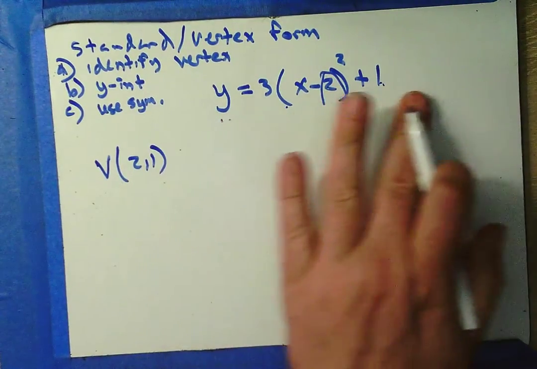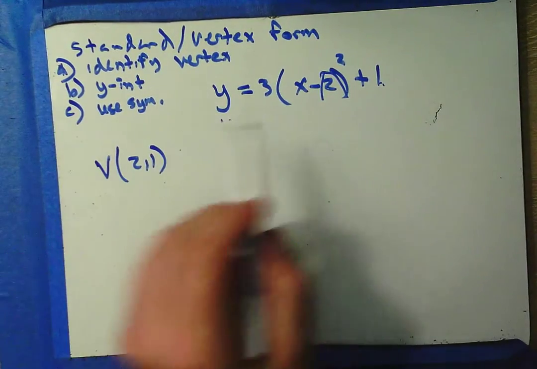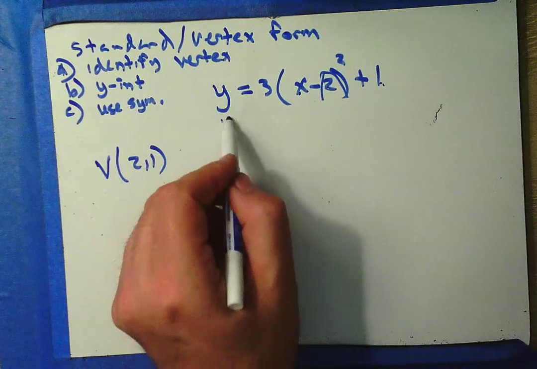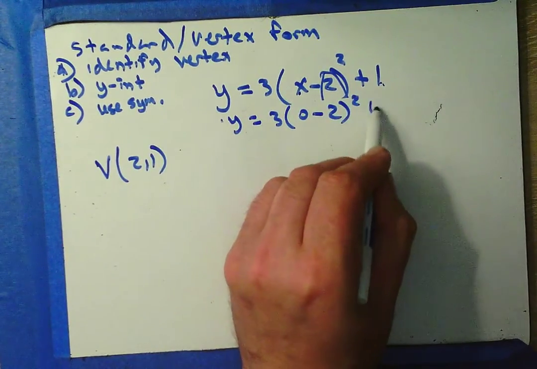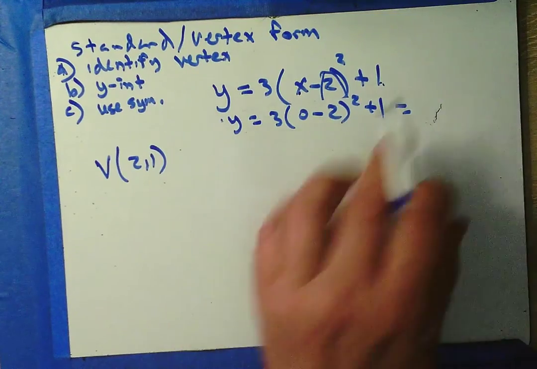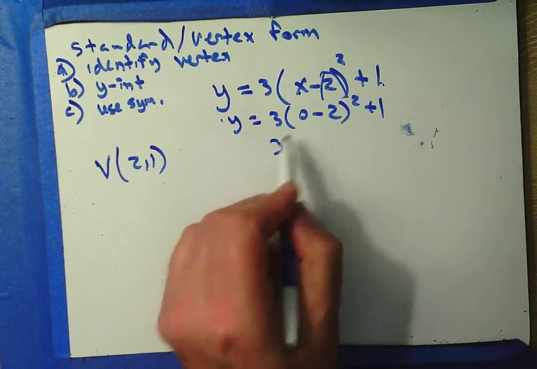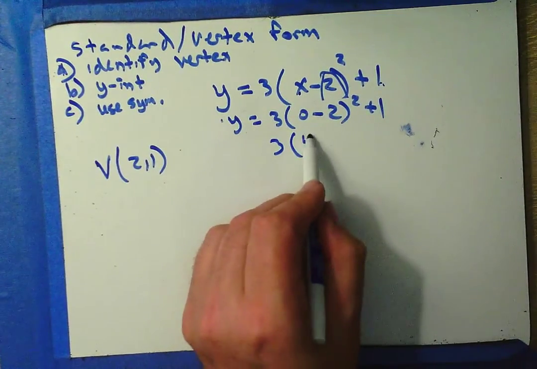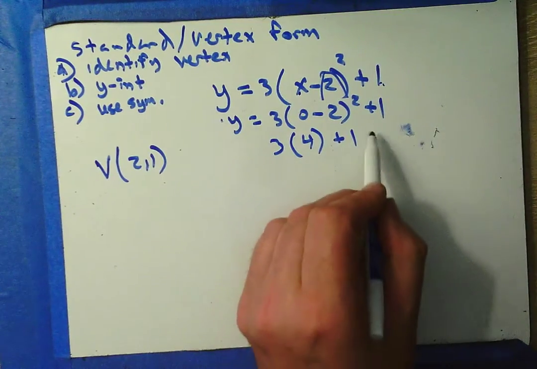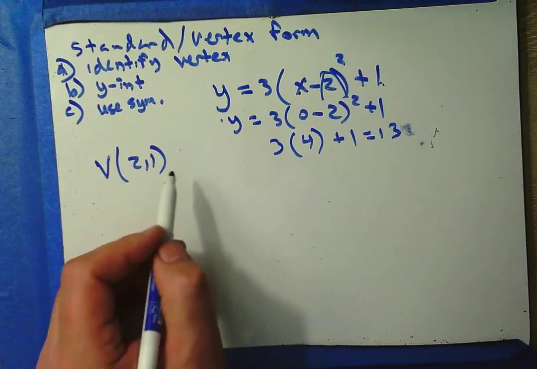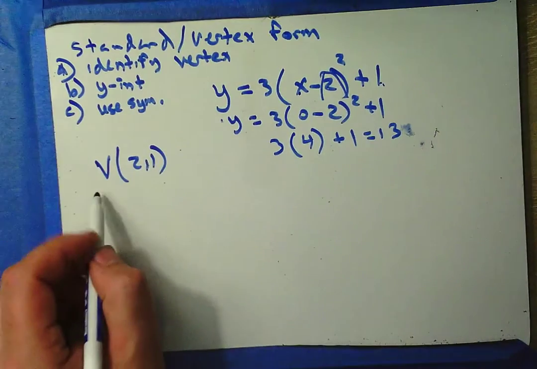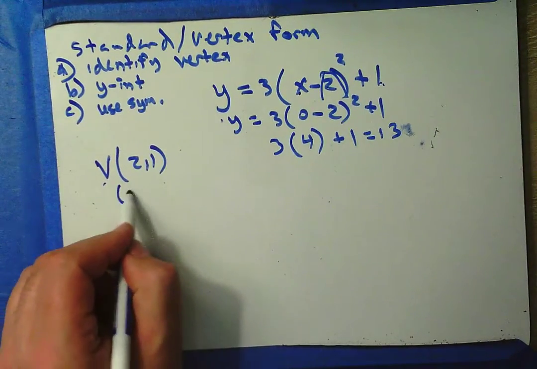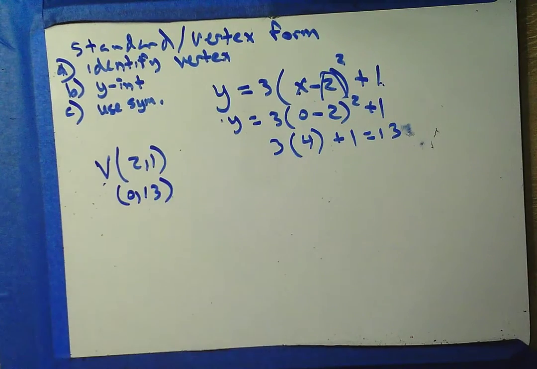Okay. Now, what happens when I plug in a 0 for x's? Y-intercept would be 3 times (0 minus 2) squared plus 1. Okay, so that's going to be 3 times negative 2 squared, which is 4, plus 1. I get 13. The y-intercept is located at 0, 13.